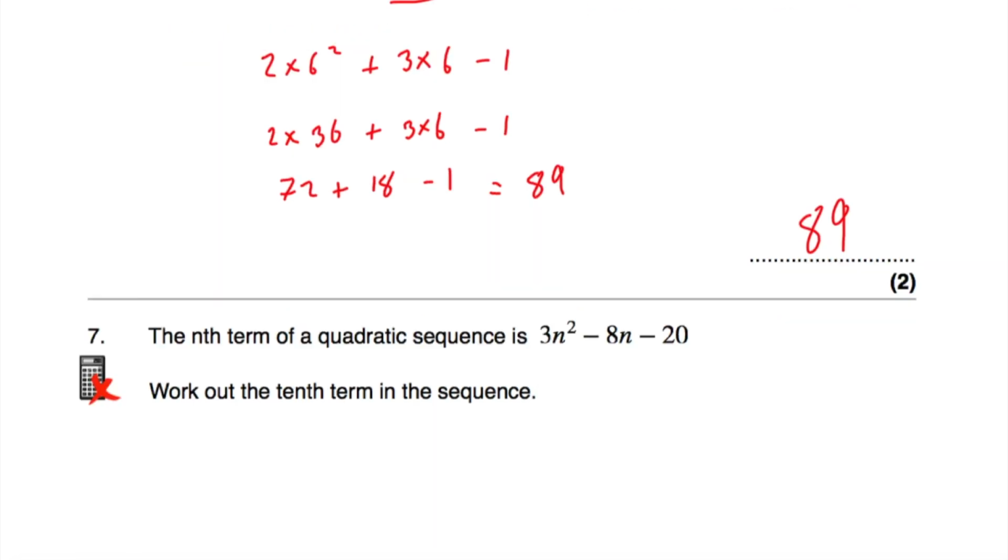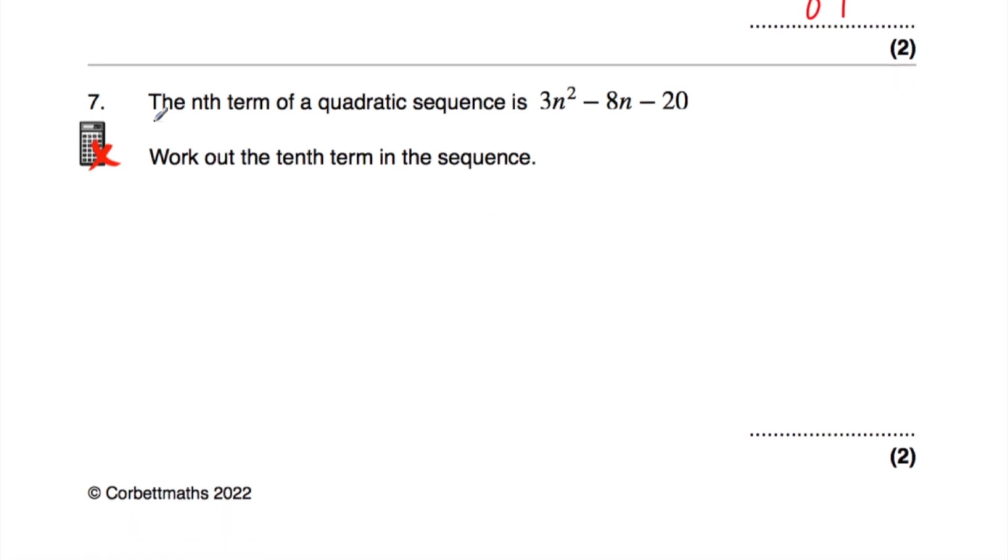Okay, let's have a look at our next question. The next question says, the nth term of a quadratic sequence is 3n squared subtract 8n subtract 20. And we've been asked to work out the 10th term in the sequence. So we're going to let n equal 10. So we've got 3 times 10 squared, substitute in the value 10 here for n, subtract 8 times, and instead of n it would be 10, subtract 20. And we just need to work this out. And it's a non-calculator question.